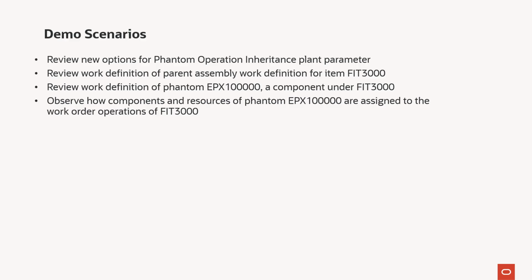First, we'll review the new options for the Phantom Operation Inheritance plant parameter. Then, we'll review the work definition of the parent assembly for item FIT 3000, as well as the work definition of Phantom EPX 100000, which is a component under item FIT 3000. Lastly, we'll observe how components and resources of Phantom EPX 100000 are assigned to the work order operations of FIT 3000.